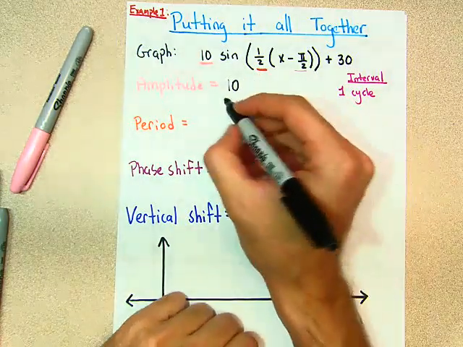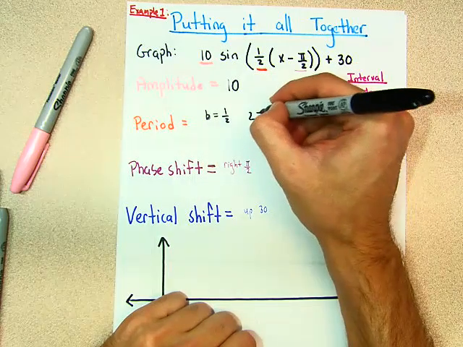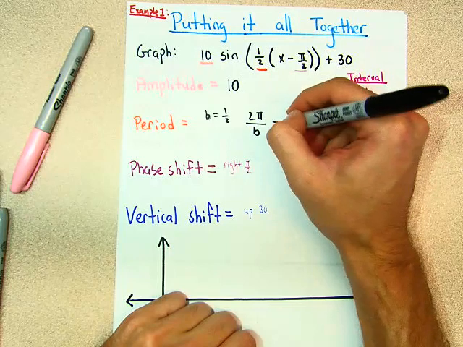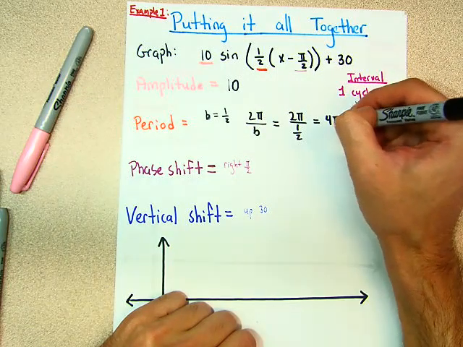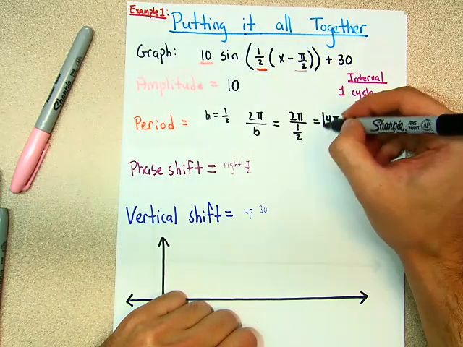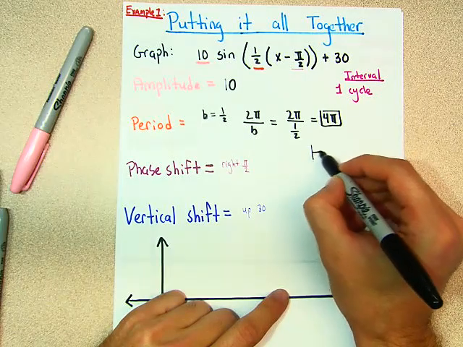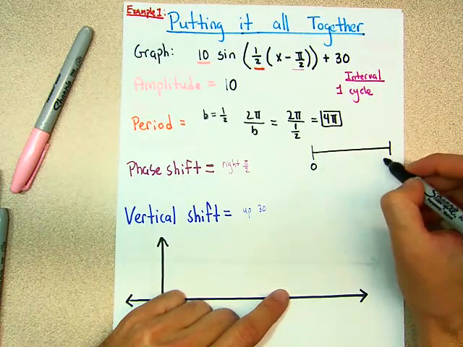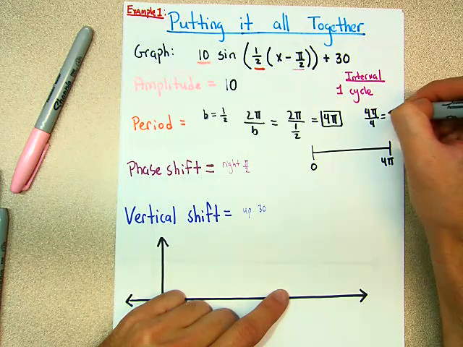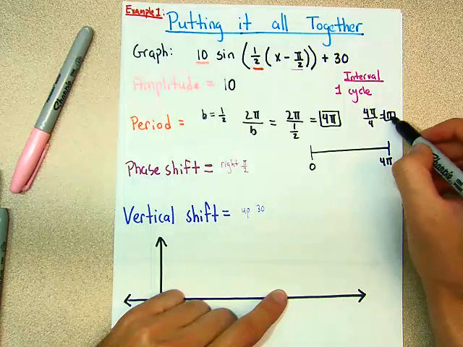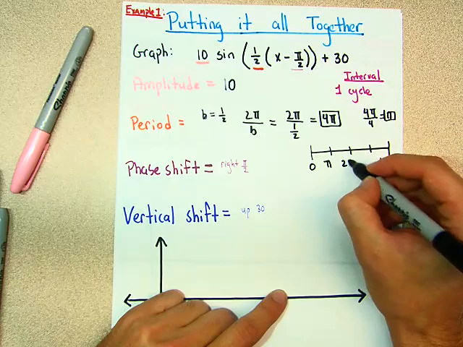What is the period? If b is equal to 1/2, right? 2 pi over b is the formula. So we have 2 pi over 1/2, which equals 4 pi. And this is our period. It's 4 pi. But what do we do with the period? We have to break it into 4 parts. So if I have 0 over here and 4 pi over here, if I take 4 pi and break it into 4 parts, I get pi. What do we do with that pi? We bring it over here, and then we just keep adding pi.